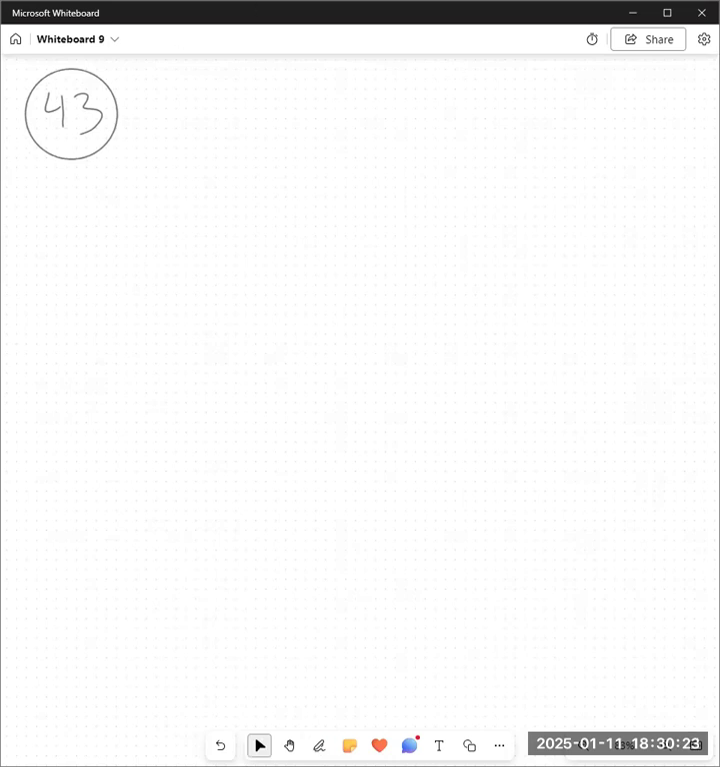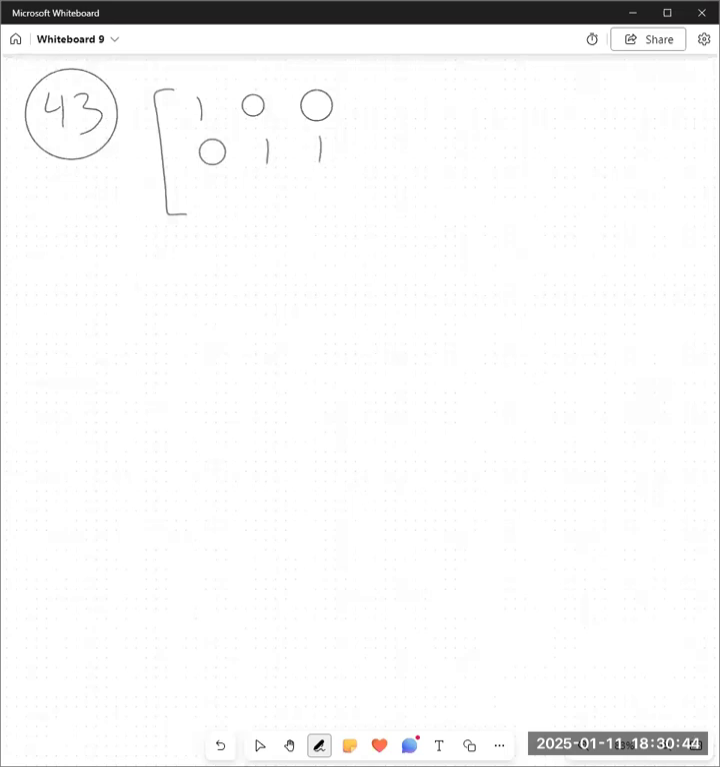43 says that we have a homogeneous system here. And if you have taken differential equations, you'll be familiar with the word homogeneous. It just means that everything is equal to 0, and they're not writing that here.